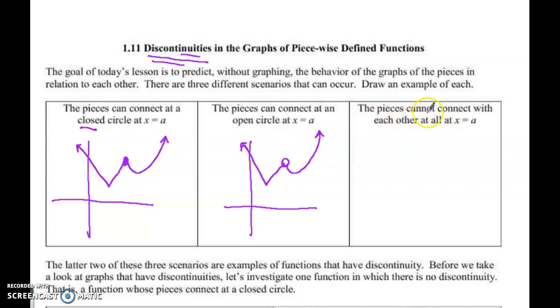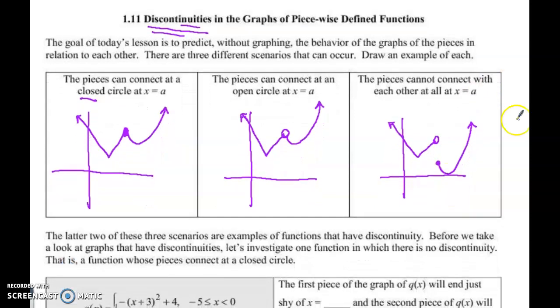But then we have a third situation in which the pieces do not connect at all. So maybe I have the same absolute value function with an open or a closed circle. And then maybe down here is where my parabola is located. And we're going to talk about what we're going to call these. One of the names is actually called a jump discontinuity, which you can definitely see, it's almost like you're right here and then you jump to the next one.